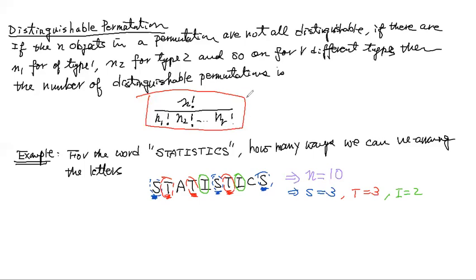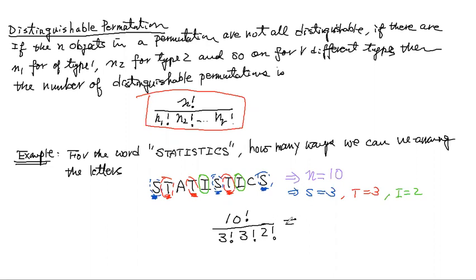So how many total ways can I rearrange these here? This will be, in fact, a 10 factorial, right? That's what this formula tells you here. So this will be a 10 factorial. Then I have a 3 factorial, 3 factorial, and a 2 factorial, because those are my repeats.